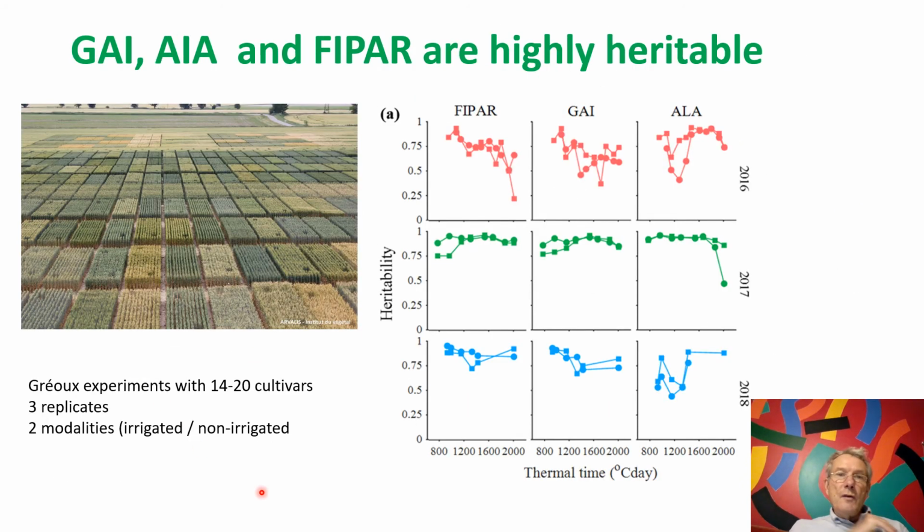As a consequence, we can compute the heritability of the green area index, the average inclination angle, and the fraction of intercepted radiation over different experiments. This has been done in Gréoux in France with an experiment with 20 cultivars, 3 replicates, and 2 modalities. You can see that we have very high values of heritability, generally higher than 0.75, and in some cases very close to 1 actually. So it's quite heritable traits.